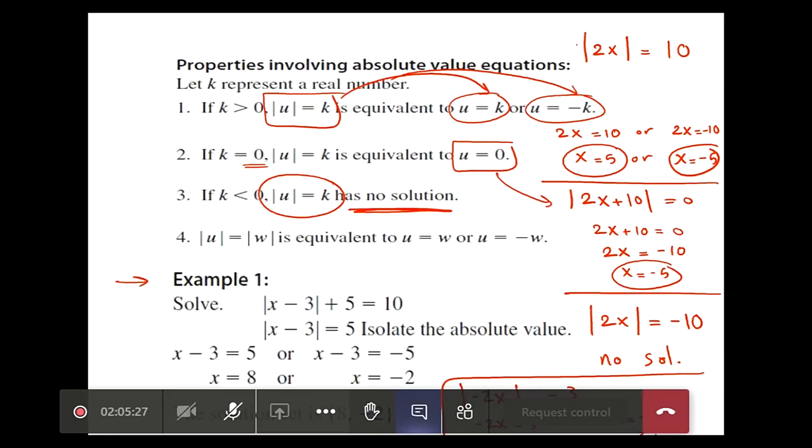Example for absolute value, put 5 here. So we have 10 minus 5, 5. Now we have absolute value of x minus 3 equal 5. x minus 3 equal negative 5.